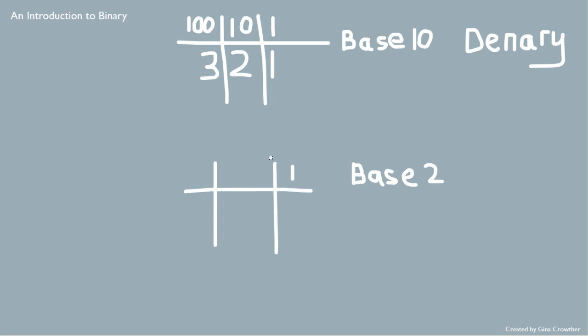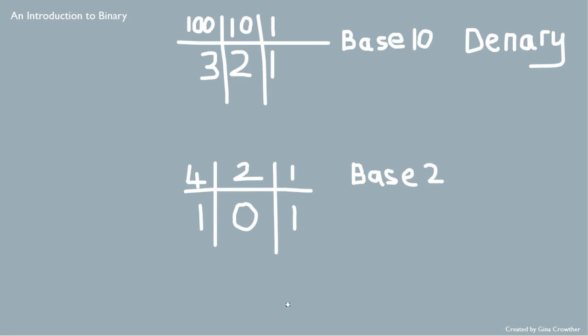So the first column is 1, so if I times 1 by 2, the next column will be 2. And if I times 2 by 2, the next column will be 4. If I times 4 by 2, the next column will be 8. And I could go on, but I'm going to keep it simple with 3 columns. Right, so if I had a binary number of 101, you may look at that number and say, well, that's 101. And that would be correct if we were talking about denary.